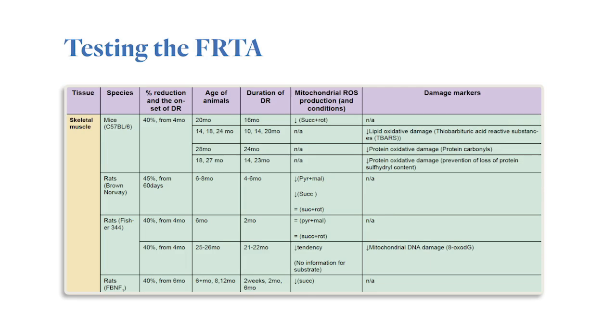Similarly, reducing dietary food intake, a treatment that is known as calorie restriction or sometimes called dietary restriction, is very clearly associated with reduced cellular damage, and that makes sense. In this table, we see the kind of treatment of dietary restriction that particular animals are undergoing. And in all cases, oxidative damage, either in the form of lipid damage, protein damage, or even mitochondrial DNA damage, is reduced in animals that were exposed to this dietary restriction regime.